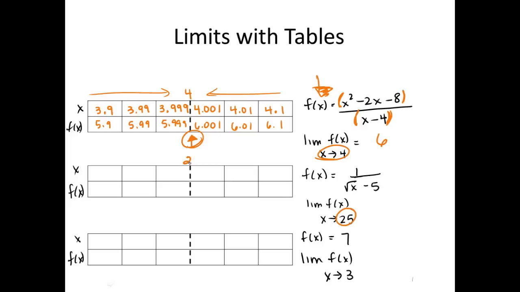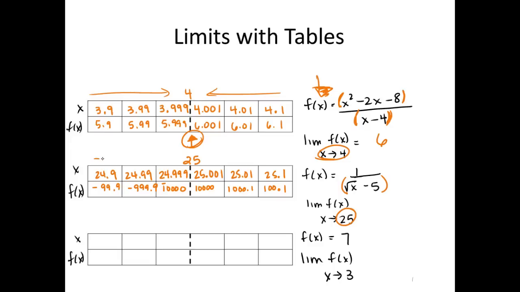I want to approach 25. So I want to look at numbers that are around 25. So we'll do 24.999, 24.99, and 24.9. On the other side, I want to be a little bit bigger, 25.001, 25.01, and 25.1. This time when you enter this, please be careful of where your parentheses are for this one. Go ahead and try it and then check back to see that we filled in our table the same way.